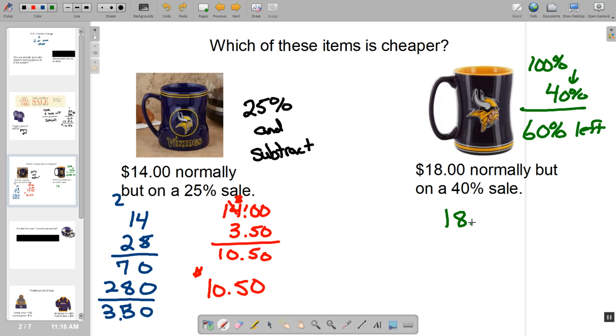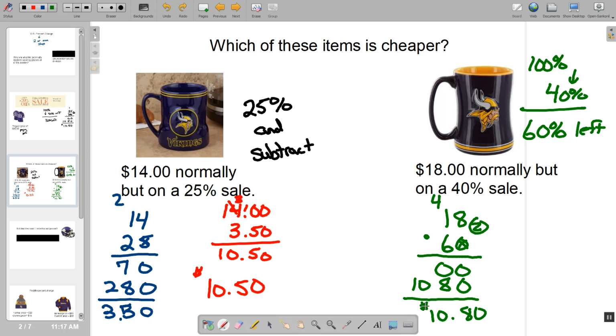So if I do 18 times 60, let's make that a 2 right there, and we're multiplying. Let's see what we get. So 48. It looks like it is going to be a tiny bit more expensive. Therefore, the mug on the left is correct. Now remember, these two algorithms give you the same answer, so both are equally correct. You've got to figure out the one that is best for you.